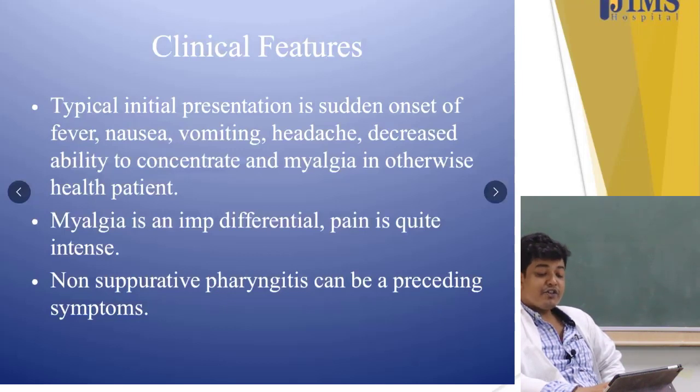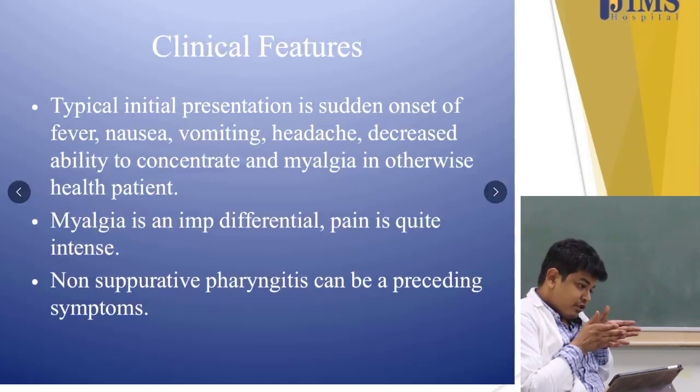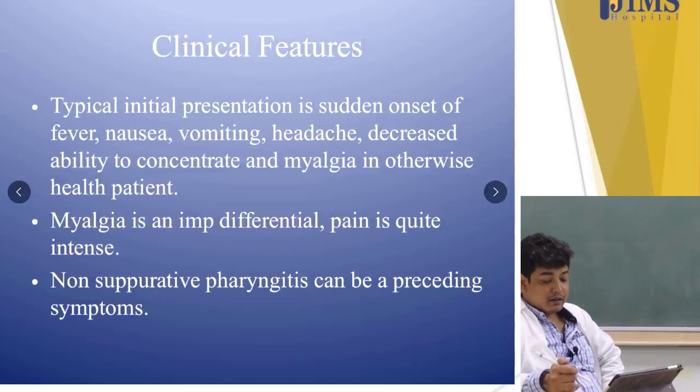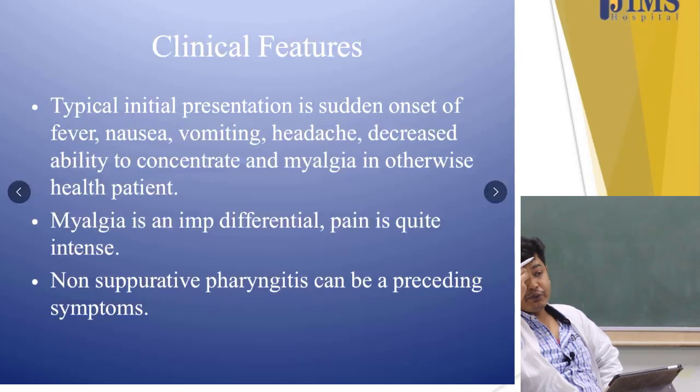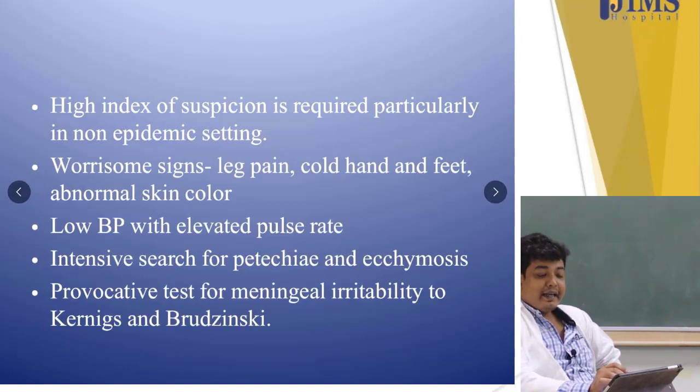And again, if the patient complains of myalgia, that will help you do the differential diagnosis better, and it will throw you towards diagnosing this case as meningitis. And non-suppurative pharyngitis can also be a preceding symptom. When the patient has presented to you with all this history, ask whether they had throat pain or difficulty in swallowing a few days back. If it is there, then it is a sign that this patient is actually suffering from meningococcal meningitis. And a high index of suspicion is required, particularly in a non-epidemic setting.